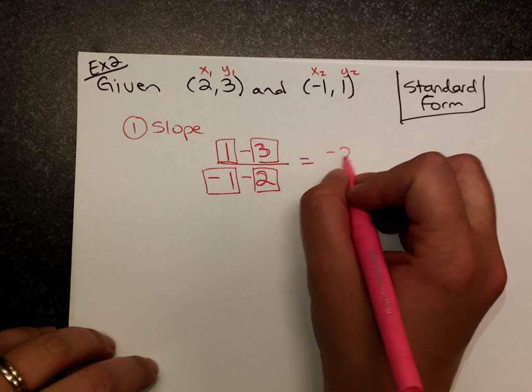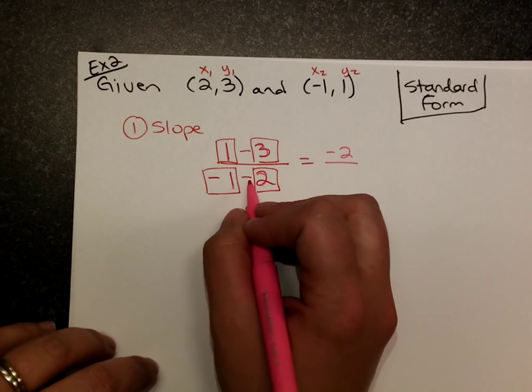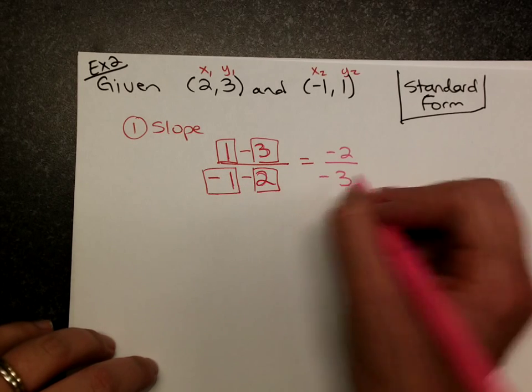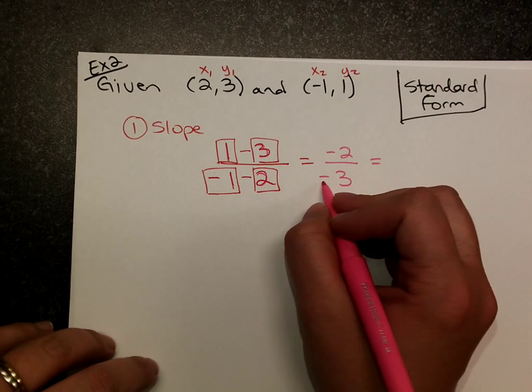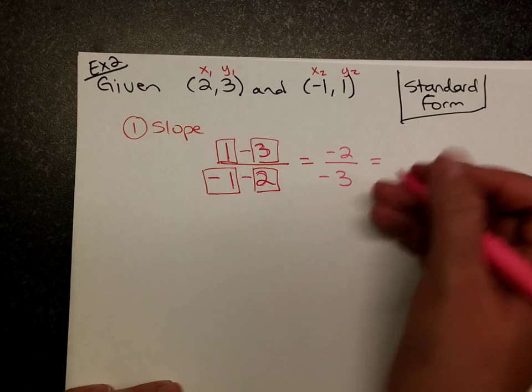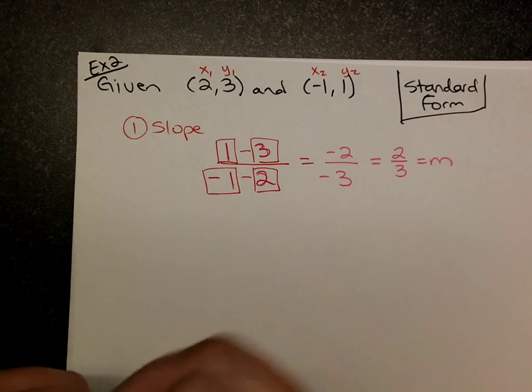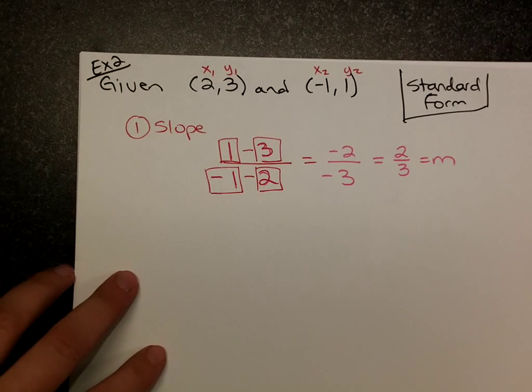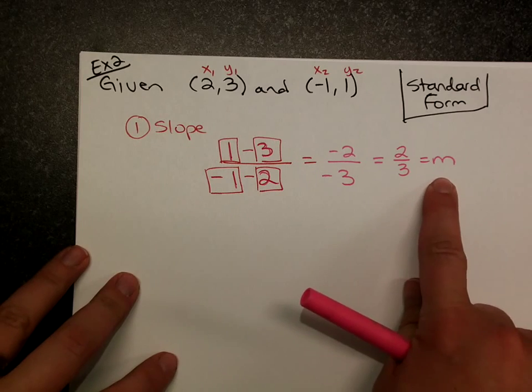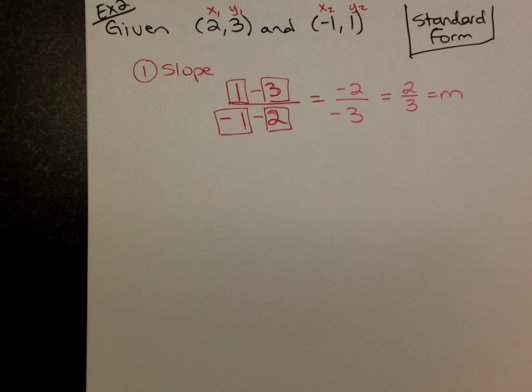1 minus 3 is negative 2. Negative 1 minus 2 is negative 3. Negative 2 divided by negative 3, the negatives cancel, but the 2 and the 3 don't divide. So this time I have a fraction for my slope, and I wanted to show you how to work it out when you have a fraction for your slope. Kind of slows you down just a bit.